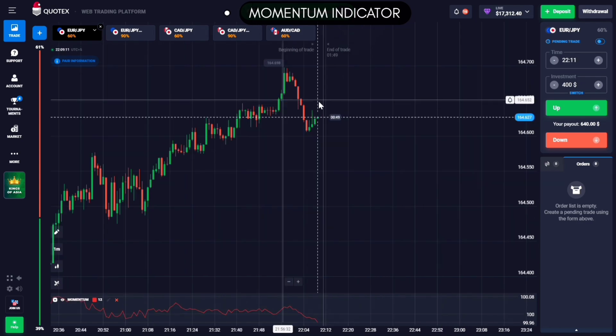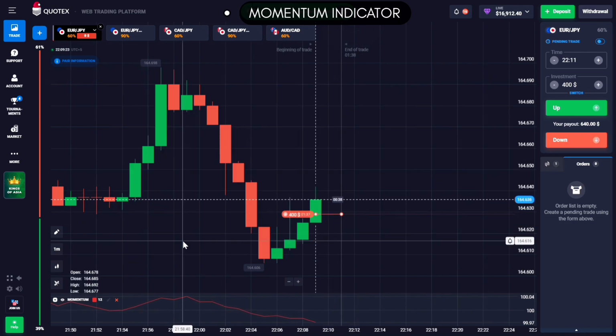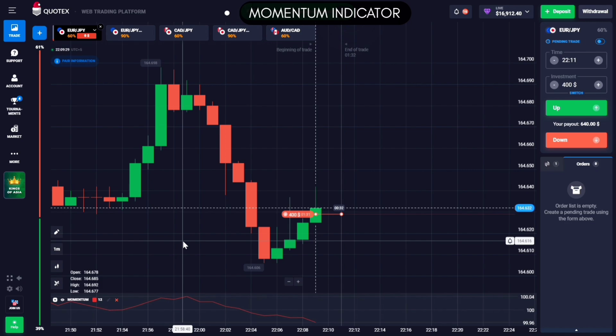Divergence. Bullish divergence. Price is making lower lows, but the momentum indicator is making higher lows, a sign of a possible trend reversal upward. Bearish divergence. Price is making higher highs, but the momentum indicator is making lower highs, a signal of potential downward reversal.